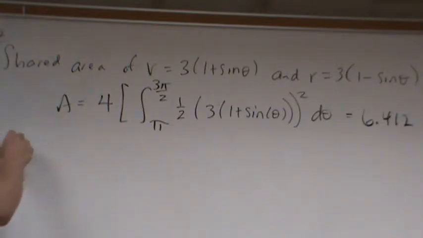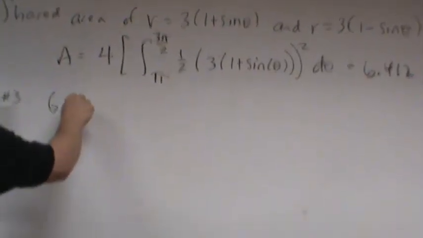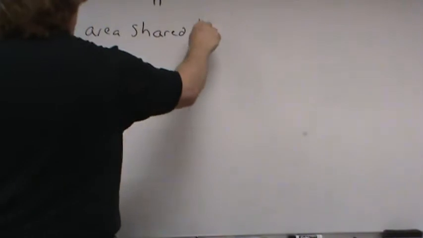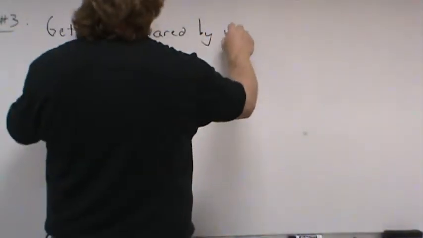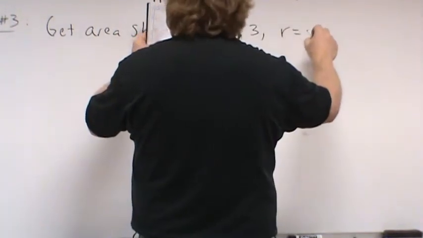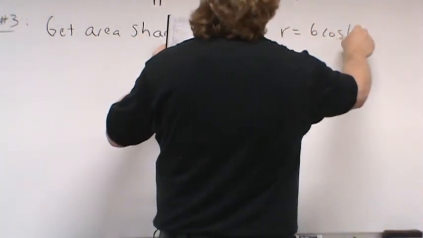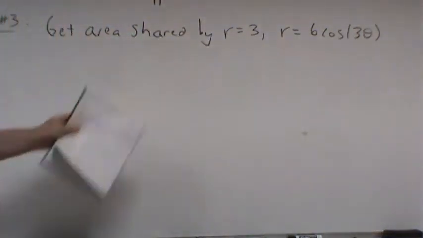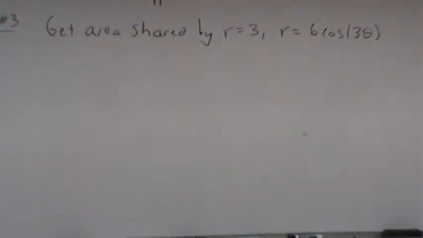Okay, here comes example number 3. Get the area shared by r equals 3 and r equals 6 cosine 3 theta. Please graph this. I'm going to do this problem, and then I'm going to give you another one just like it that you guys get to do.